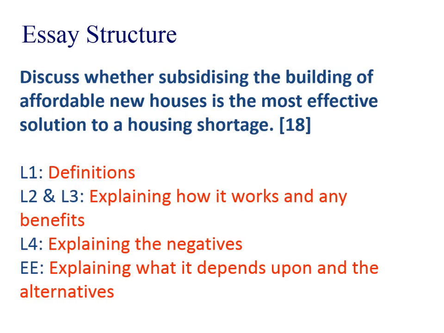Okay, so if we're looking at an essay question, this was a few exams ago: discuss whether subsidising the building of affordable new houses is the most effective solution to a housing shortage, for 18 marks. So level 1 to 4 marks, your definitions are in there. So you might want to define what a subsidy is. You might also want to question, why are we subsidising this? So you've got to get to the root cause of the problem.